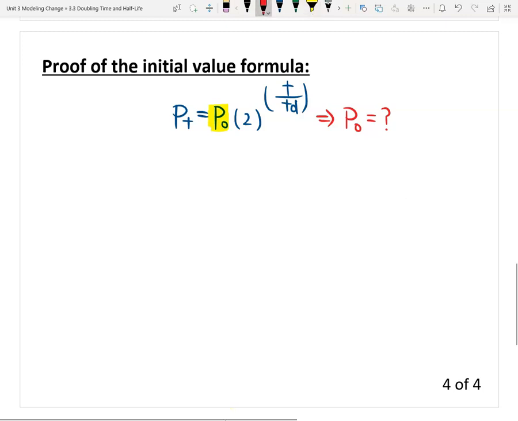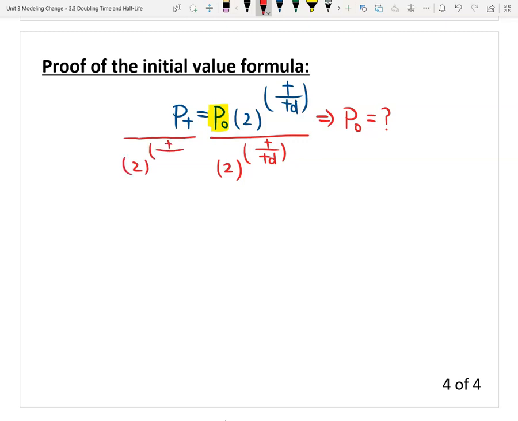How to solve? Of course, we can divide by the coefficient, which is this big number, on both sides. I divided it by this number on the right. Again, I have to divide by the same number on the left, which is 2 raised to the power of t over td. Now we can cancel this big number. So what do we get? We find P0, right? Now we have P0, which is a fraction: PT over 2 raised to the power of t over td.